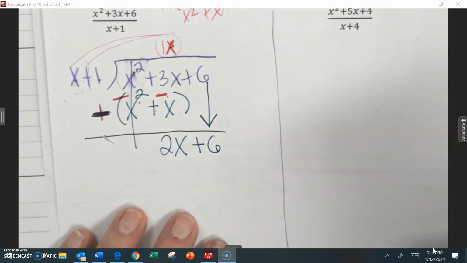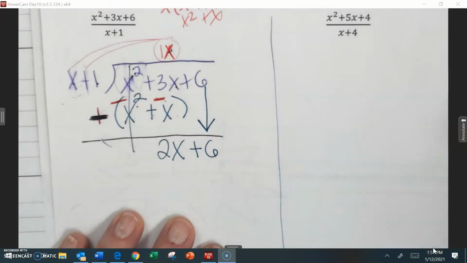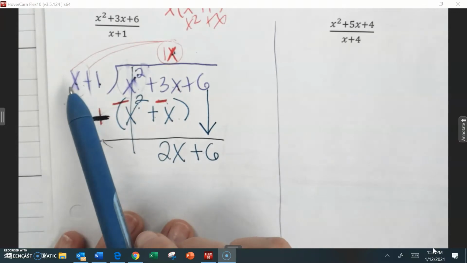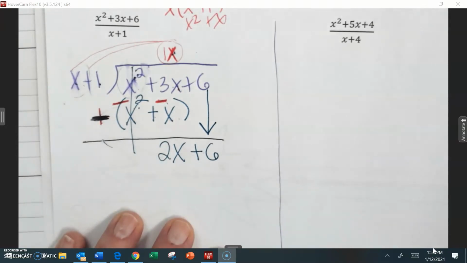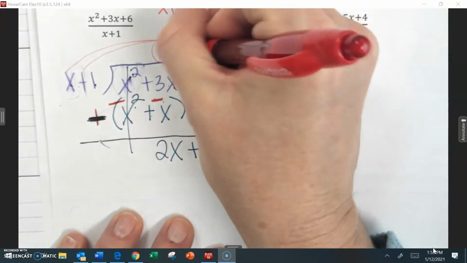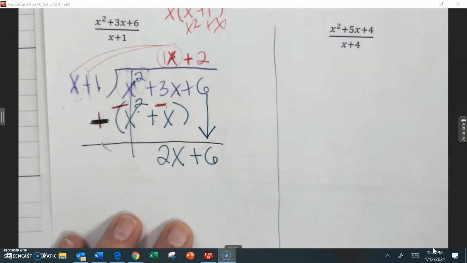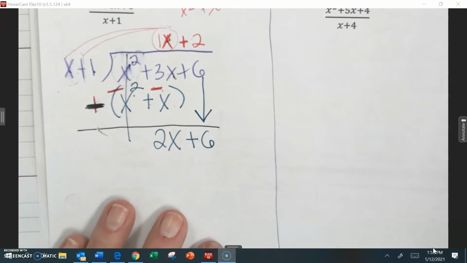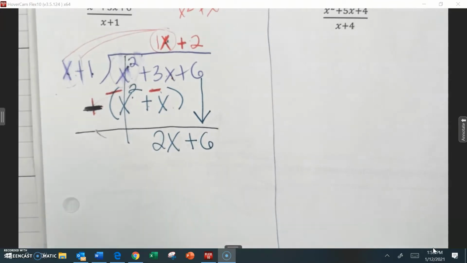So now that we do it all over again and we brought that 6 down, you ask yourself, x times what is 2x? X times what, everybody, is 2x? 2. So up here, it goes in 2 times. Positive 2, so you put plus 2. Now, in our graphic organizer, that said divide, so we do it all over again.